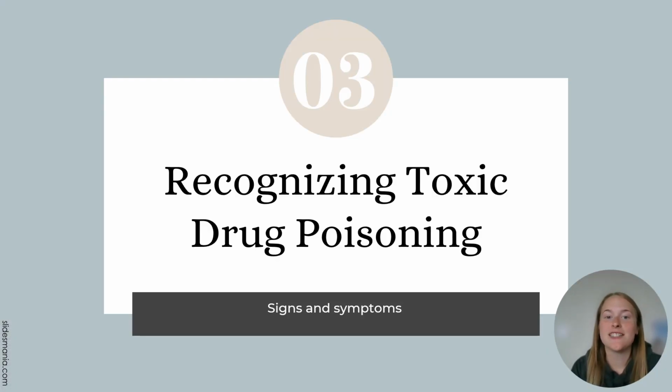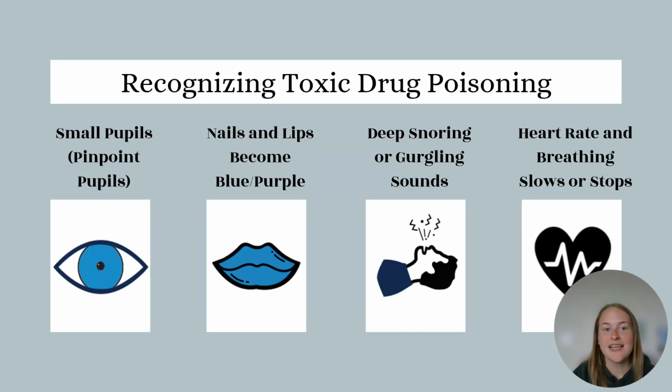Now that we have a better understanding of what opioids are and what toxic drug poisoning is, we can now move on to how to recognize the signs and symptoms of a toxic drug poisoning. The signs and symptoms of toxic drug poisoning vary depending on the substance used. For this purpose, we're going to focus specifically on opioids. So recognizing a toxic drug poisoning on opioids may look like small pupils, which are otherwise known as pinpoint pupils. Now, this is going to be the telltale sign that the poisoning is most likely a result of opioids, as toxic drug poisoning from other drugs such as stimulants and hallucinogens will result in large dilated pupils.